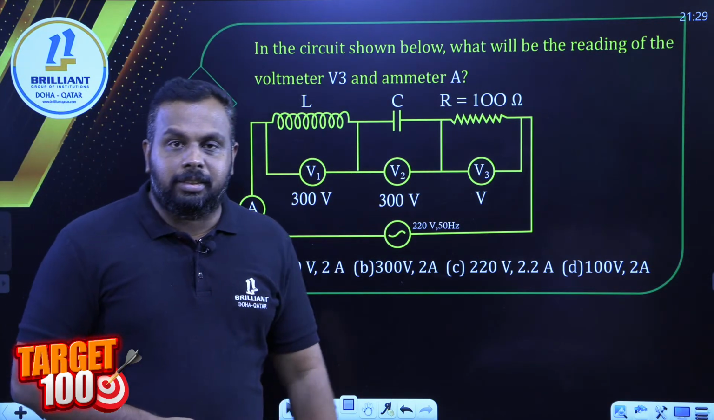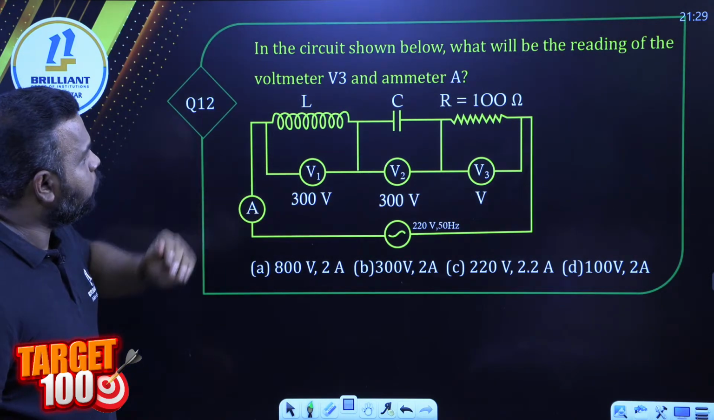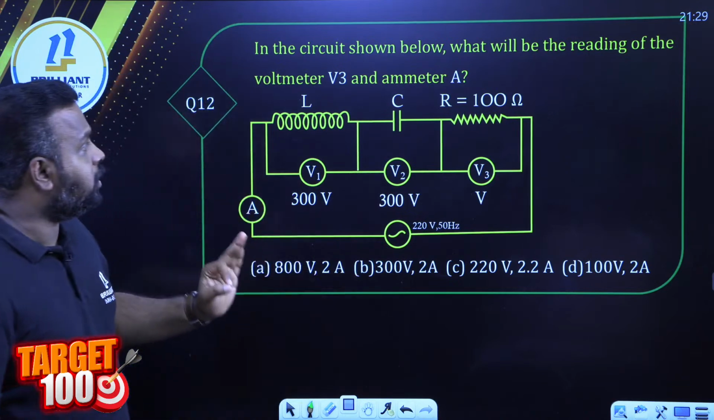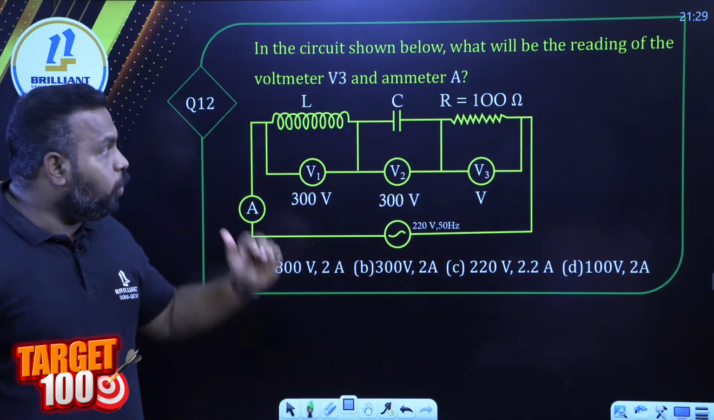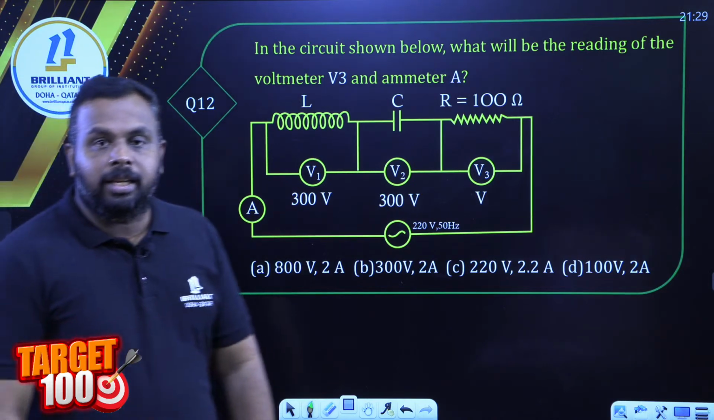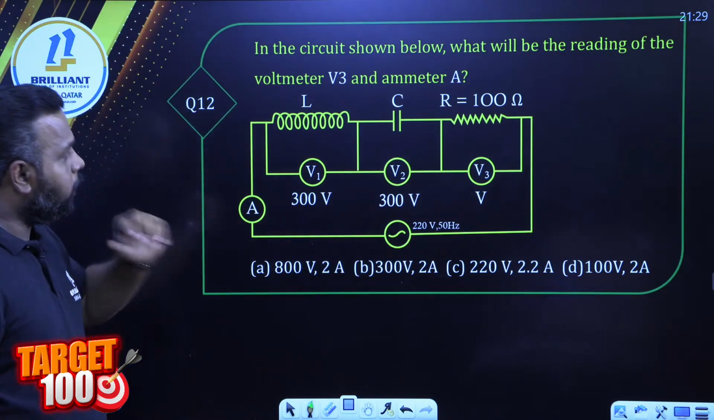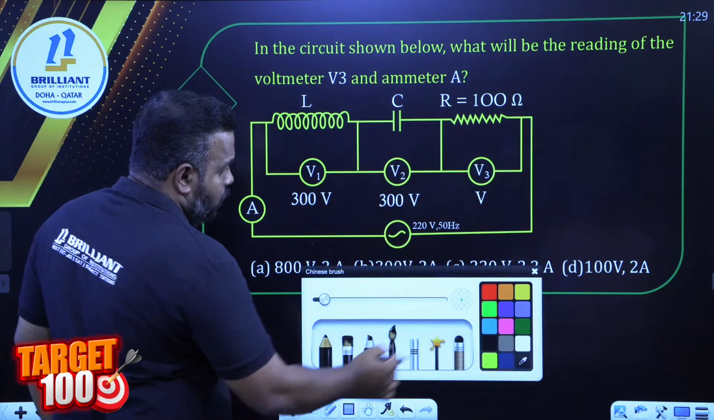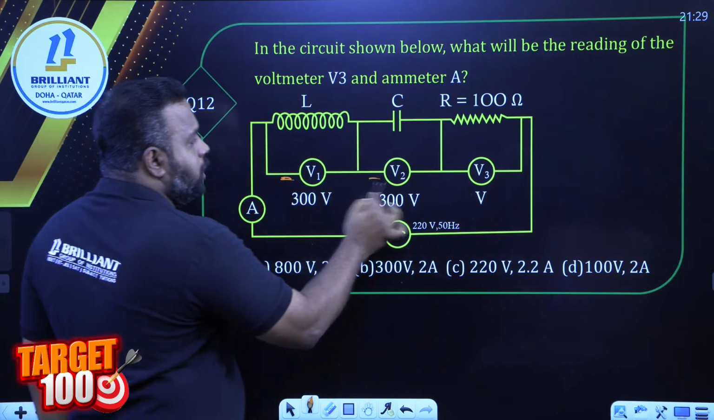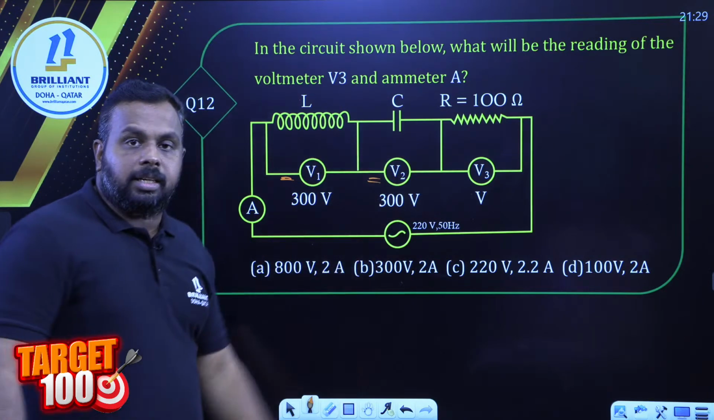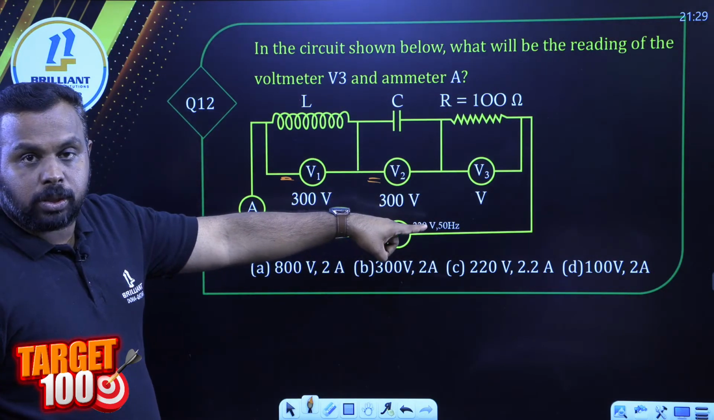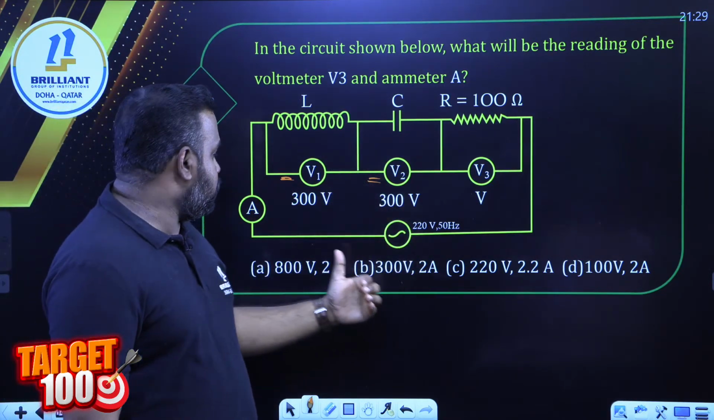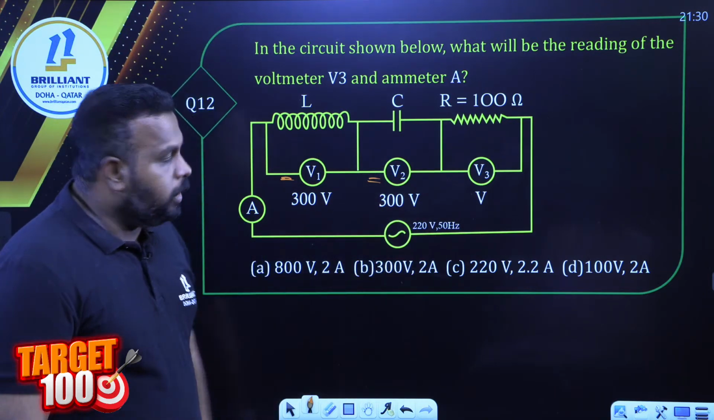Yeah, again a question like that. Check the circuit carefully. In the circuit shown below, what will be the reading of the voltmeter V3 and ammeter A? Please check the question carefully, all of you. Voltmeter V1 is connected across the inductor. You can see that V1 is connected across the inductor here. V2 is connected across the capacitor. V3 is connected across the resistor. They are asking what is the voltage across the resistor. And apart from that, they are asking current also. What is the ammeter reading? Means we have to find the total current, right?